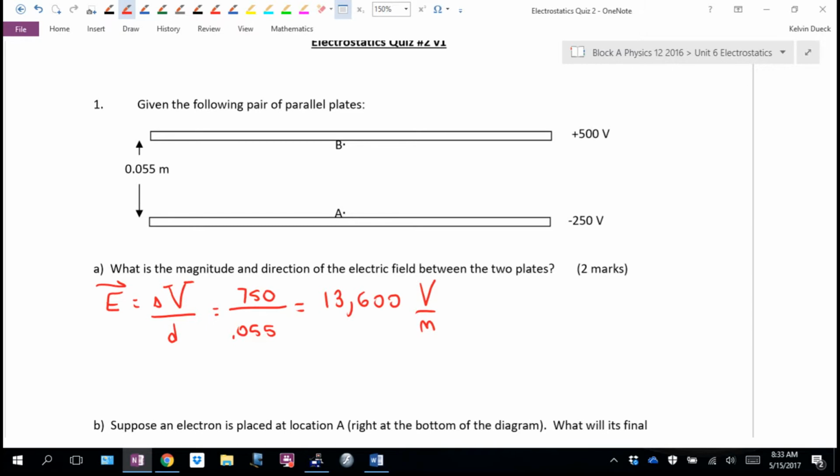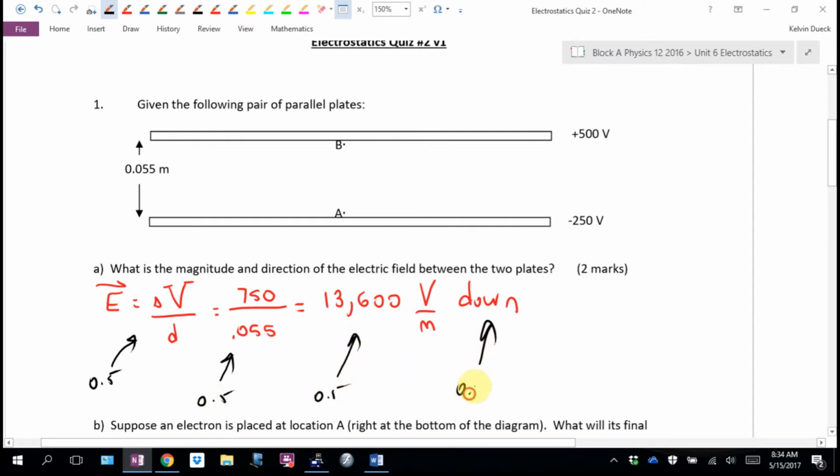Direction. Well, we imagine which way a positive would want to move if it could. I think away from the positive towards the negative. So down or south or something along those lines. I would give you half mark for that, half mark for that, half mark for the magnitude, and a half mark for the direction.